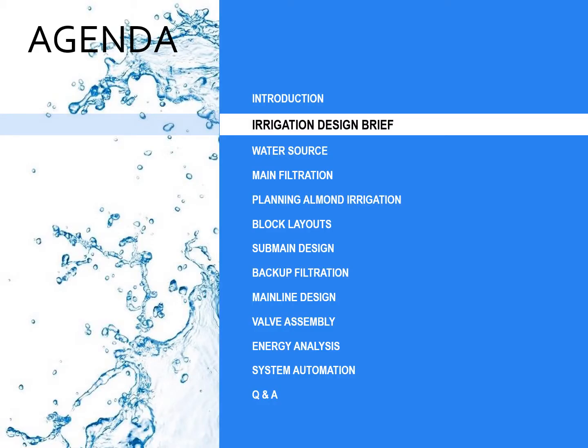In this presentation, I will go through the following agenda items: irrigation design brief, water source, main filtration, planning almond irrigation, block layouts, submain design, backup filtration, mainline design, valve assembly, energy analysis, system automation, and at the end, I'm happy to take any questions in our Q&A session.